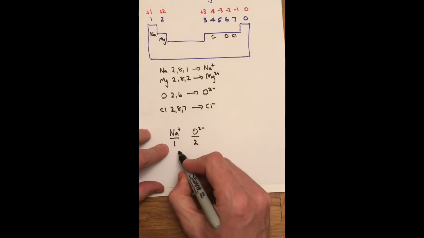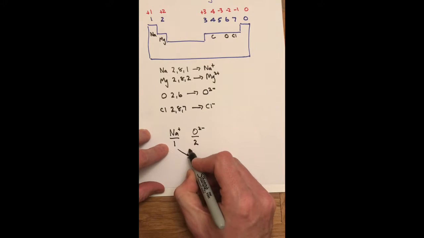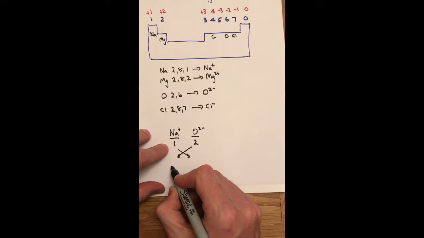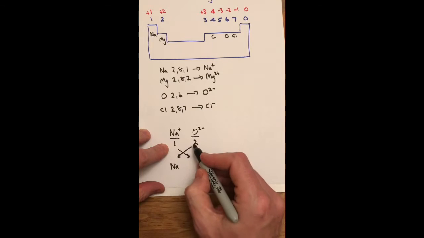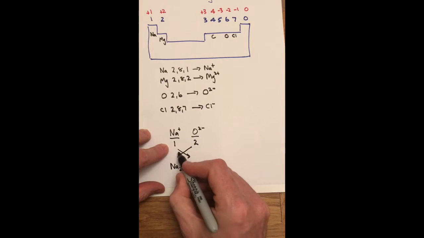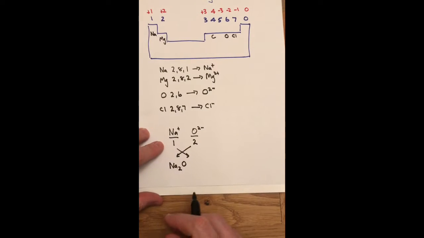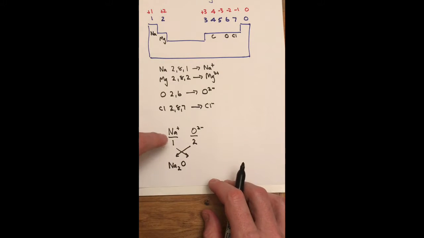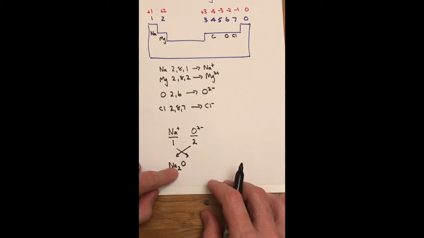To work out the formula, I now cross these over. So the sodium gets a number 2, and the oxygen gets a number 1. I don't put the number 1 down. So my formula for sodium oxide is Na2O.